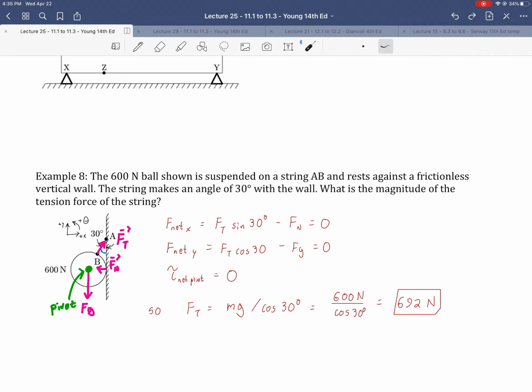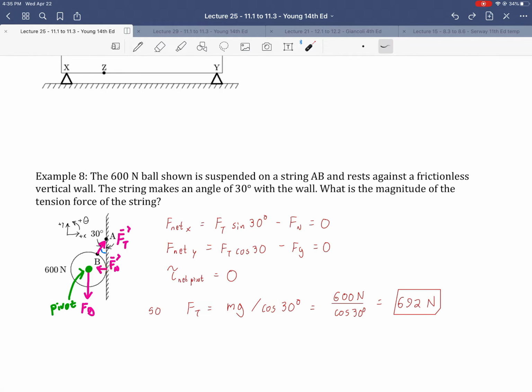So here I can also choose a pivot where all the torques go to 0, not because all the forces are acting there, but because they all act parallel to the moment arm. Let's think about the forces. First of all, if I choose the center of mass of the ball as my pivot point, gravity acts at that point, so it has a moment arm of 0.